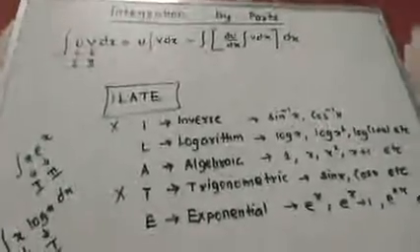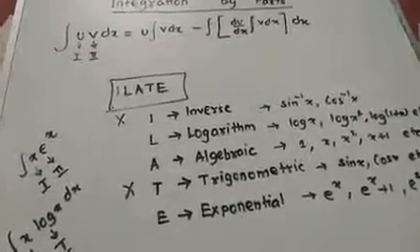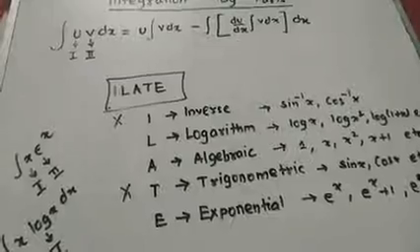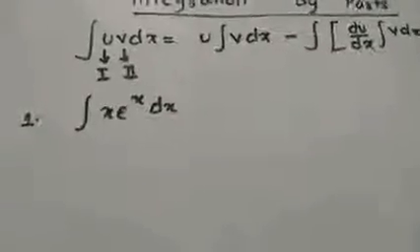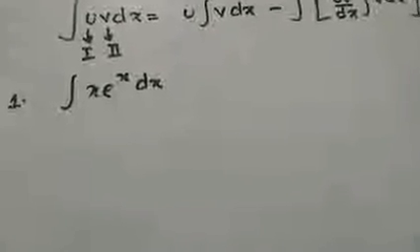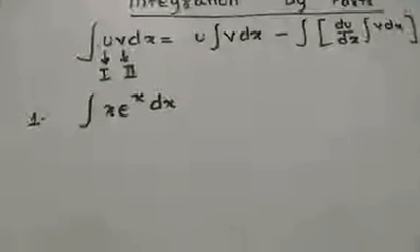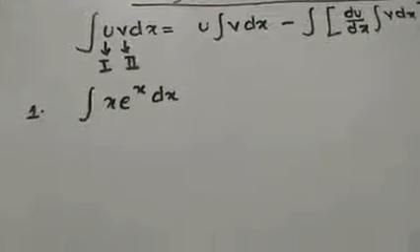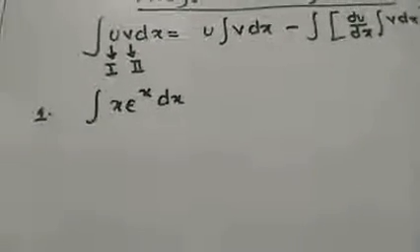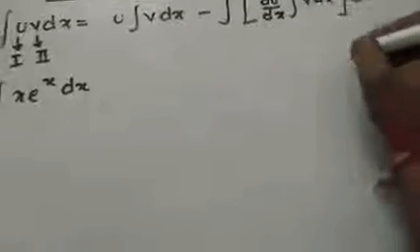And this was the formula of the integration by parts. So now we will directly start solving some integrations. So let's start. Okay, now question number 1, integration of x e to the power x. Now x e to the power x, so first of all we have to assign the first function and second function. So for that we have to use the ILATE property.